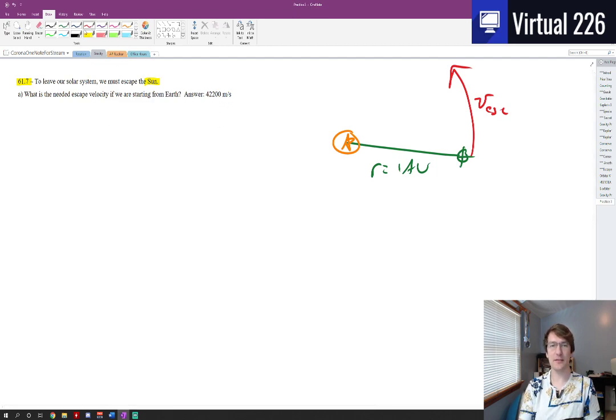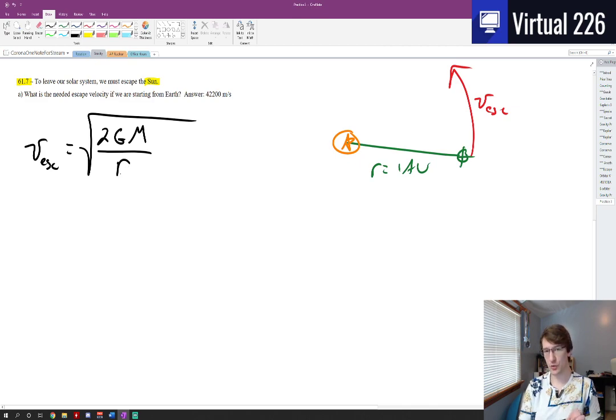So what is that needed escape velocity? Well, as we show in the other derivation video, an escape velocity is equal to the square root of 2 times big G times the mass of whatever you're trying to escape, divided by your original position from that object. This looks very similar to the orbital velocity equation, except there's a 2 in here due to the fact that we didn't use centripetal forces to derive this equation. We used conservation of energy to do this.